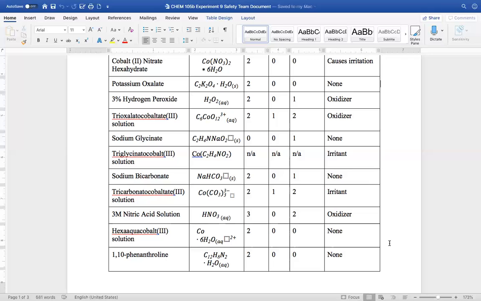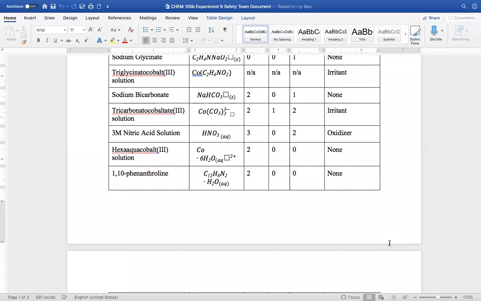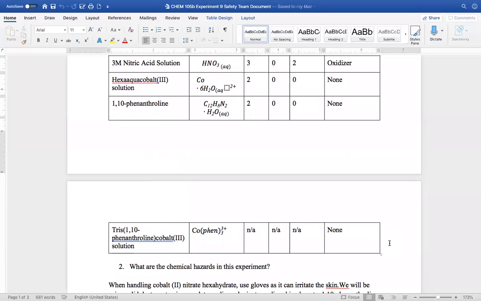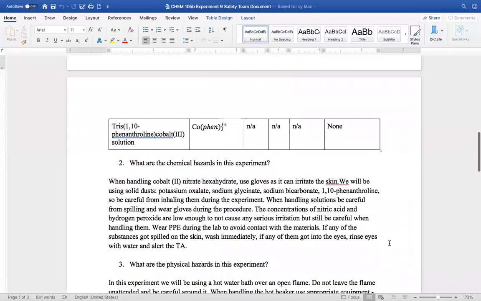Next is hexaaqua cobalt 3 solution. It has a formula of Co with 6 water molecules. It has a health of 2, fire of 0, reactivity of 0, and it has no special hazards. After that is 1,10 phenanthroline with the formula of C12H8N2 with a water. It has a health of 2, fire of 0, reactivity of 0 with no special hazards. And last is tris 1,10 phenanthroline cobalt 3 solution, which is cobalt with the previously mentioned phenanthroline molecule. No health, fire, reactivity hazards, and no special hazards.